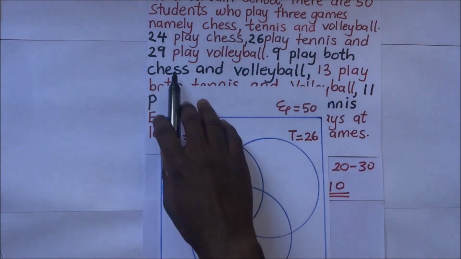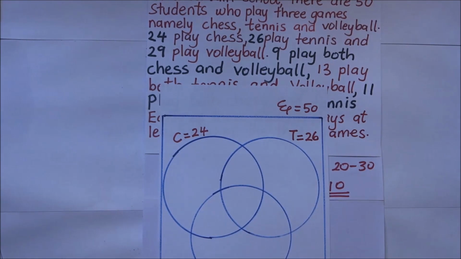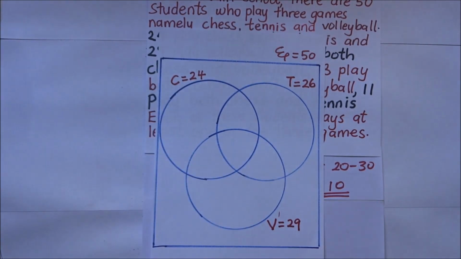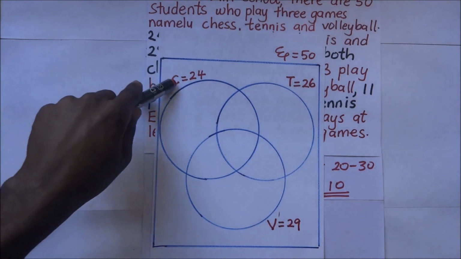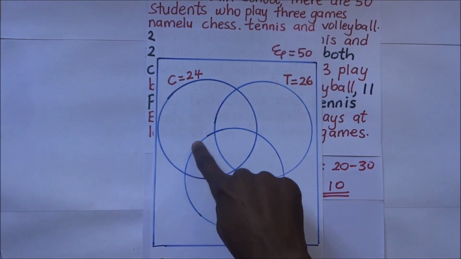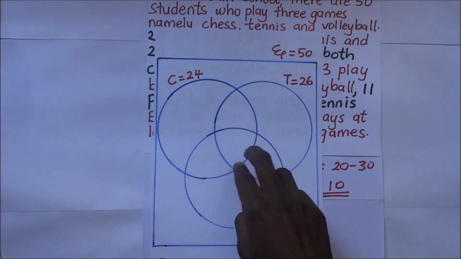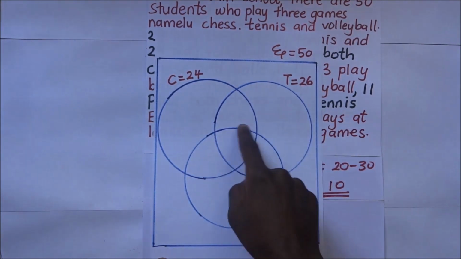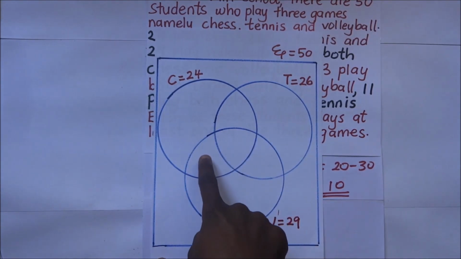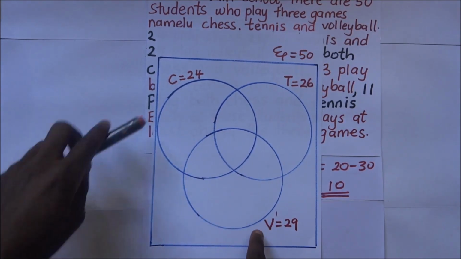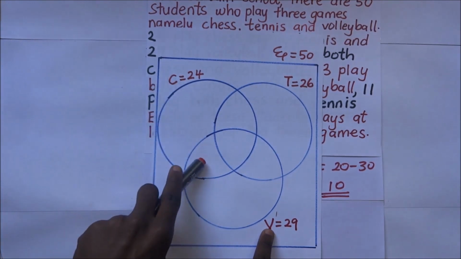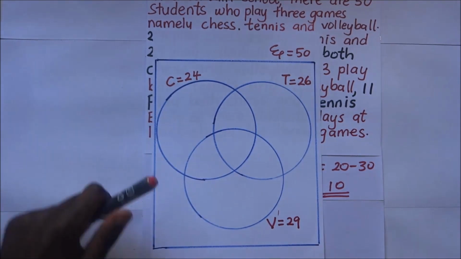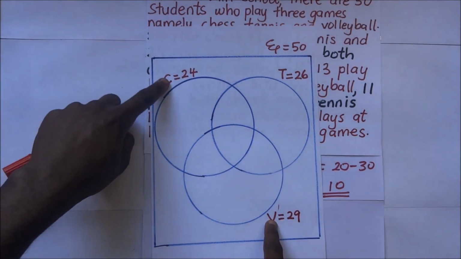9 play both chess and volleyball. Now what does that mean? It means that the intersection of chess and volleyball is 9 students. Now these 9 students include even those who are playing tennis. So we can't write 9 here, because that would mean chess and volleyball only, without including tennis. But they're telling us that those that play volleyball and chess are 9.